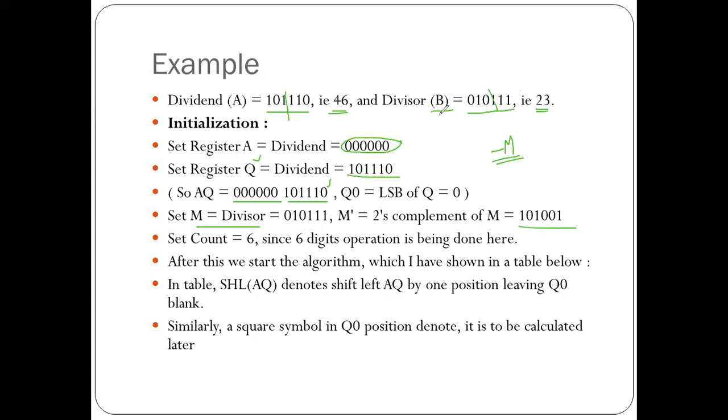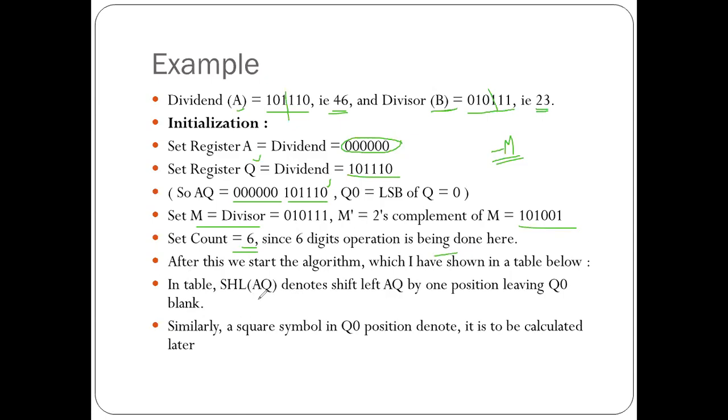And the number of bits in your divisor is 6. So the sequence counter is 6, meaning 6 digits of operation. And see, we are talking about sign magnitude data. Only the magnitude values we are considering. There is no sign involved here. And after this, we have to start the algorithm.